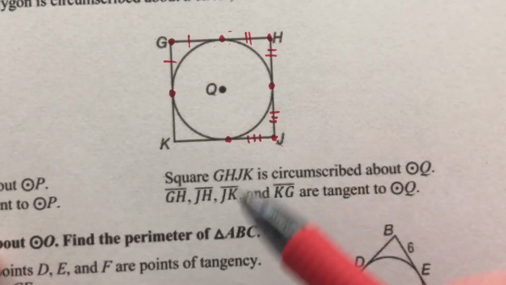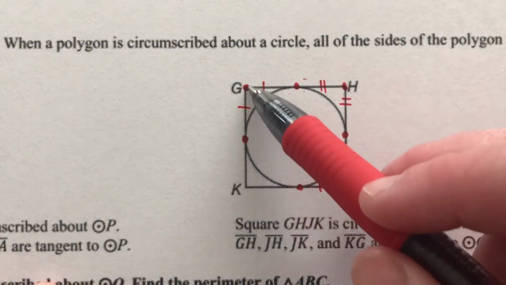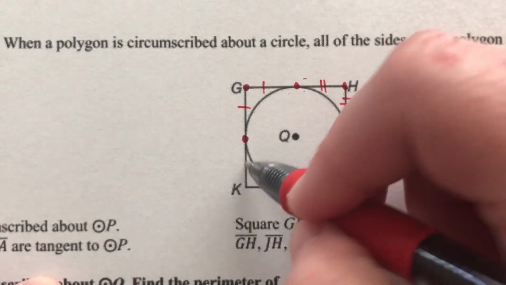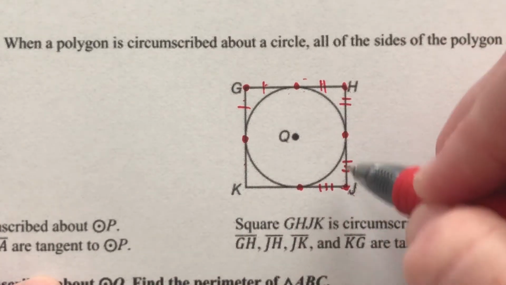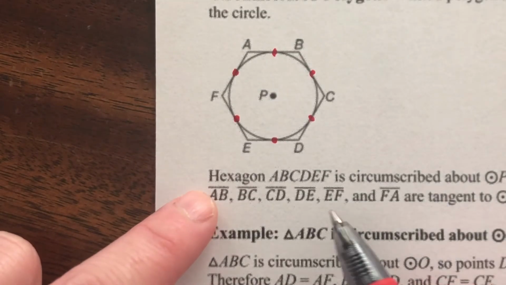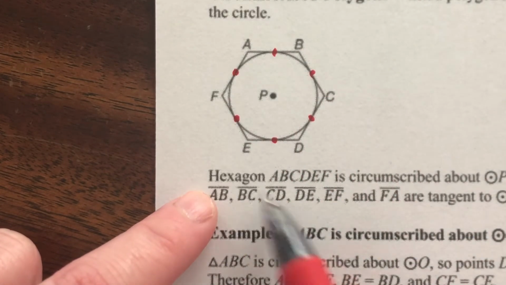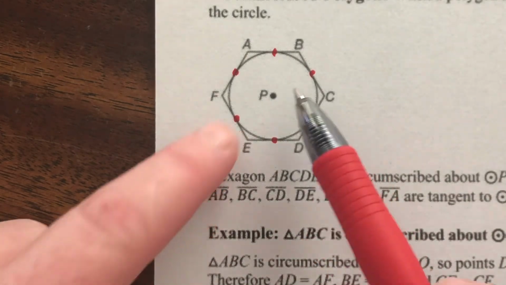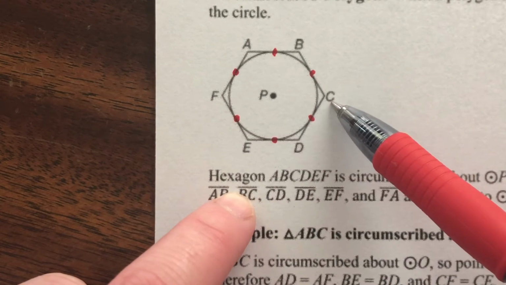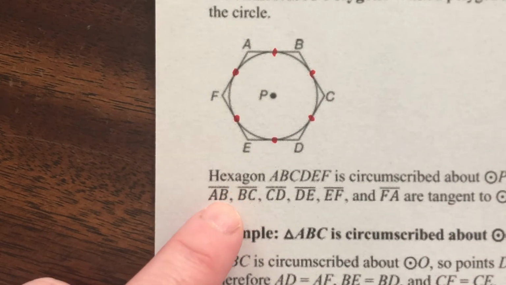This tells me it's a square, so I know all four sides are the same length, and I know all the angles are 90 degrees, so therefore I know all of these little line segments are the same length. Right? Over here, it tells me that this is a hexagon. It's circumscribed around this guy, and all of these lines are tangent. It does not say it's a regular hexagon. We would have to know that all the sides are congruent, right? Because some could be different sizes than others, I guess.